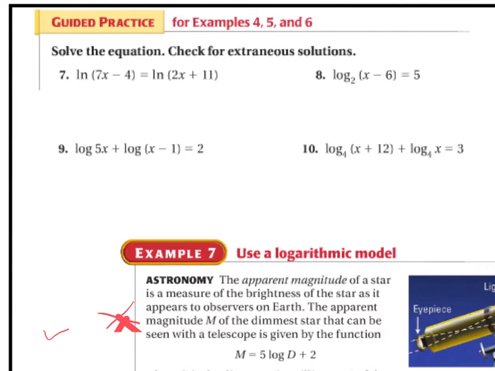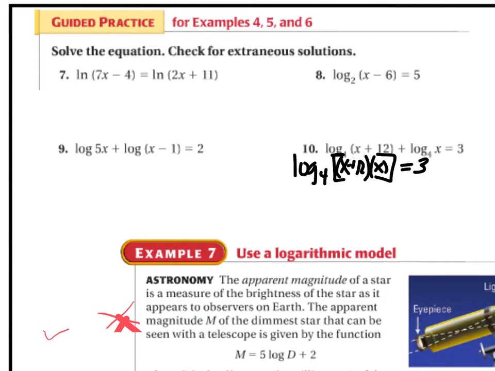So here I have log base 4 and another log base 4, but I have this addition inside here, and I kind of want to isolate my logs or bring them together using the product property. And so this one you will end up with log base 4 of, and then we'll just say that we have x plus 12, that one argument, times x, and that equals 3.